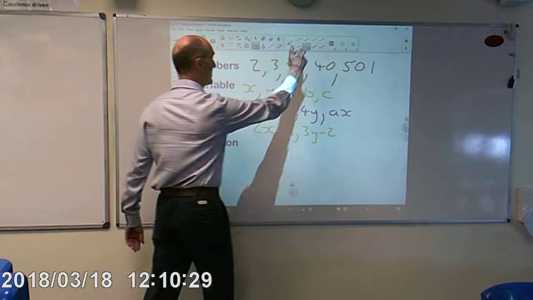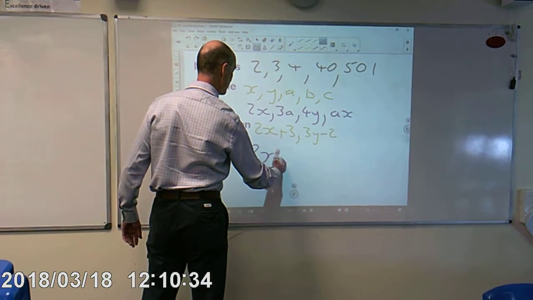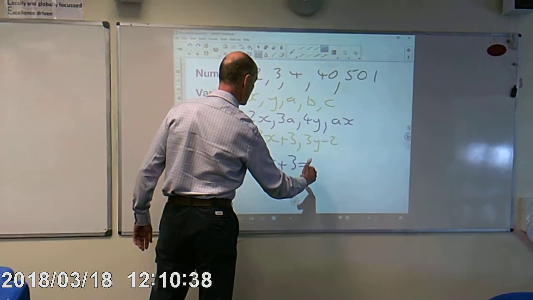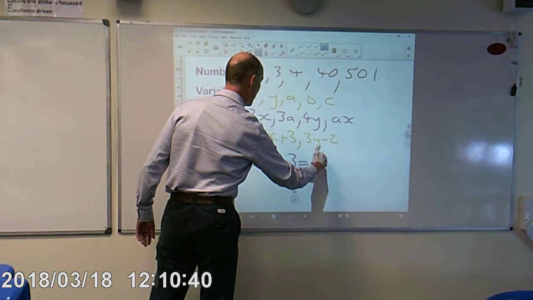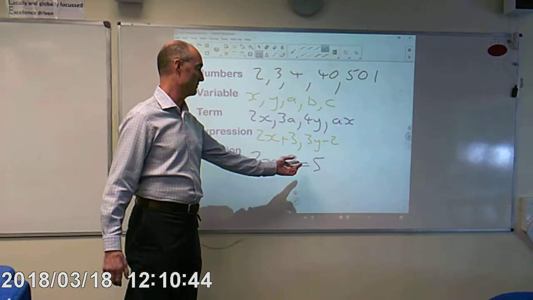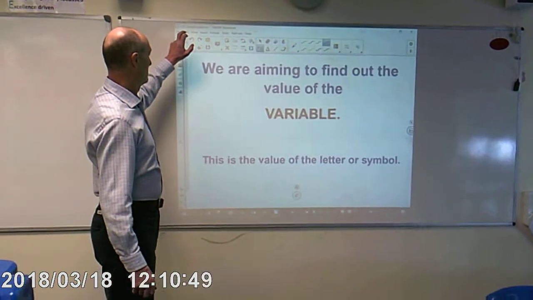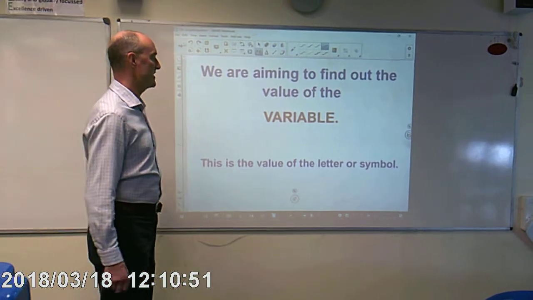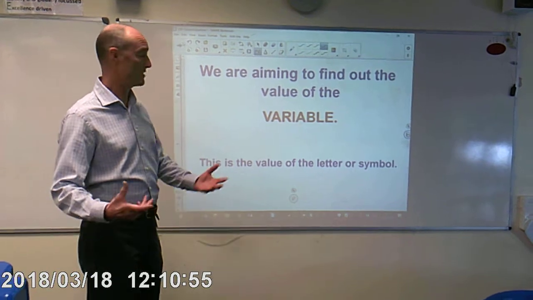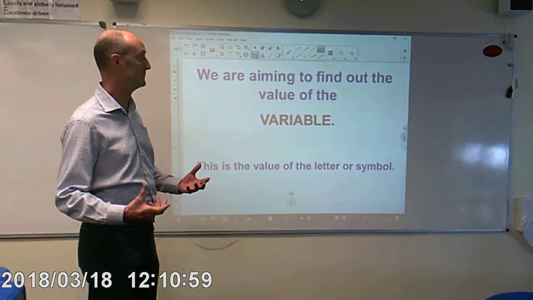The difference then comes if you go into equations, which is more likely to be something like 2x plus 3 equals 5. That is now an equation. The difference being you've got that equal sign there. We are aiming to find out the value of our variable. So the value of x, the value of a, the value of c, whatever is included in our equation, we're trying to work out the value.